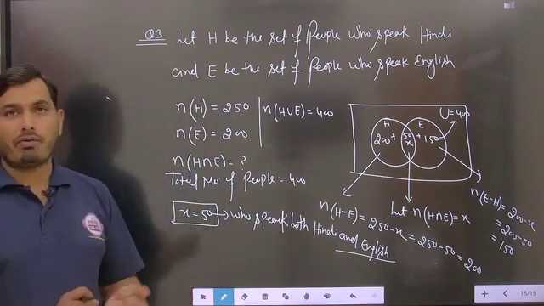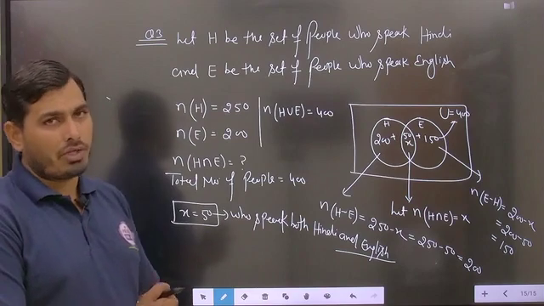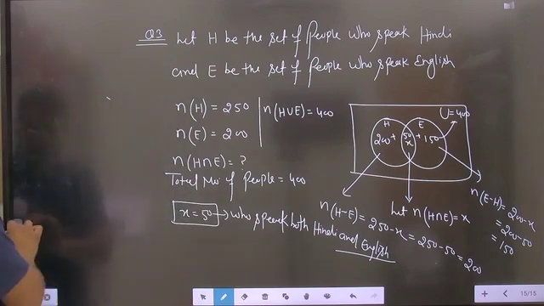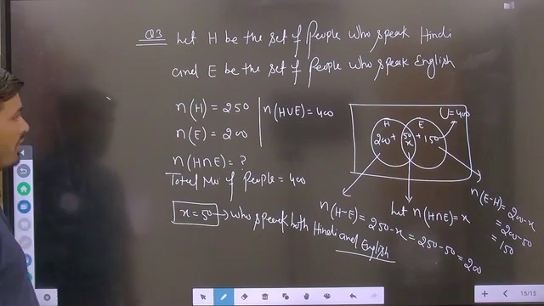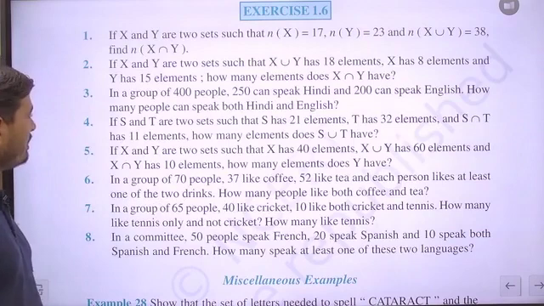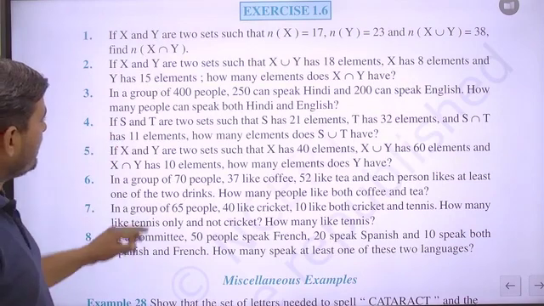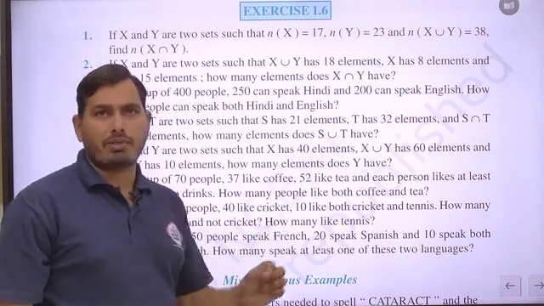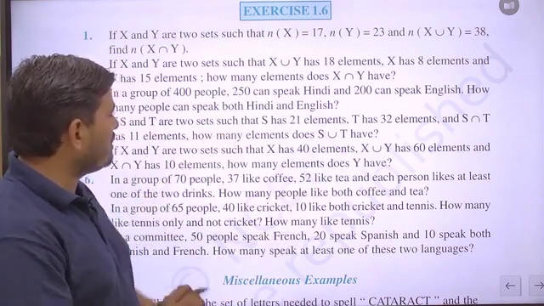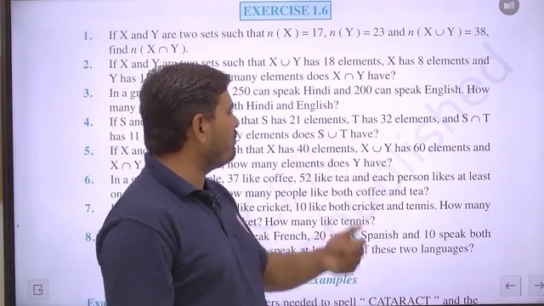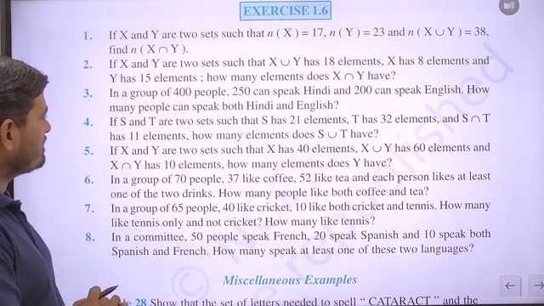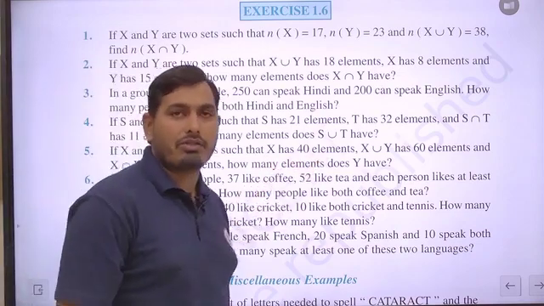So student, we will take the next question, question 4, but before that pause the video to note down the answer. Now we will see question number 4. Here the question says, if S and T are two sets, named S and T, S has 21 elements and T has 32 elements, and S intersection T has 11 elements. How many elements does S union T have?